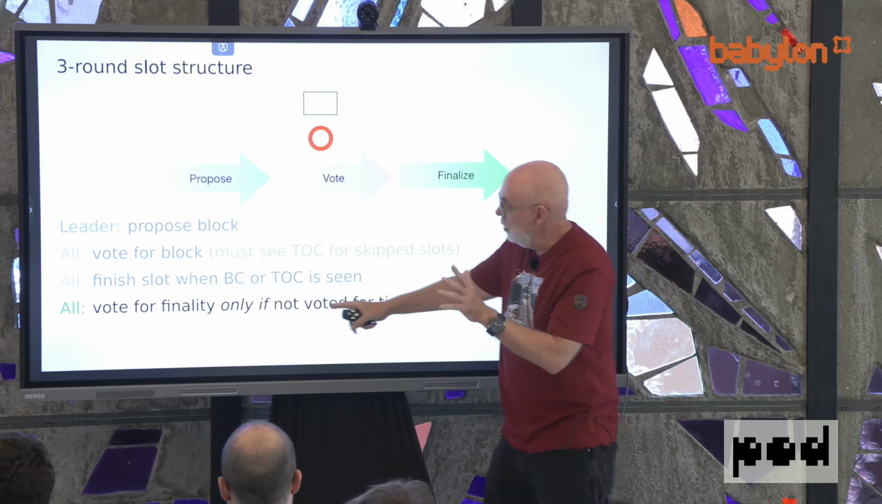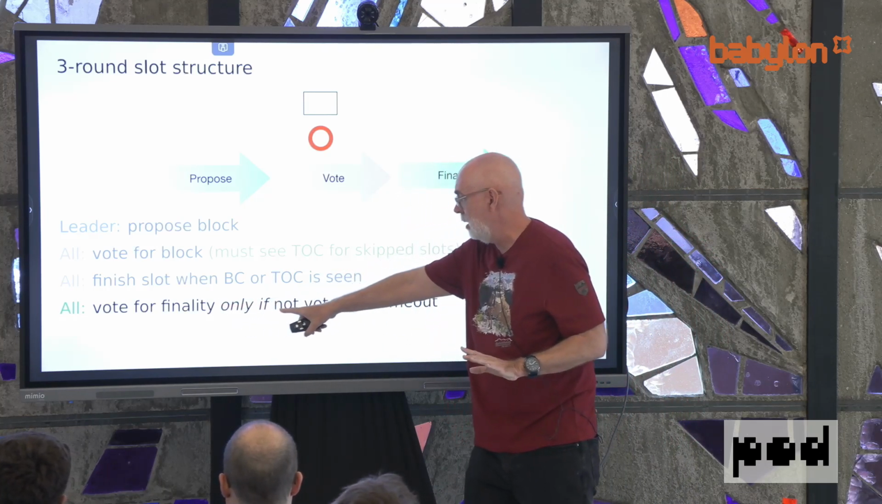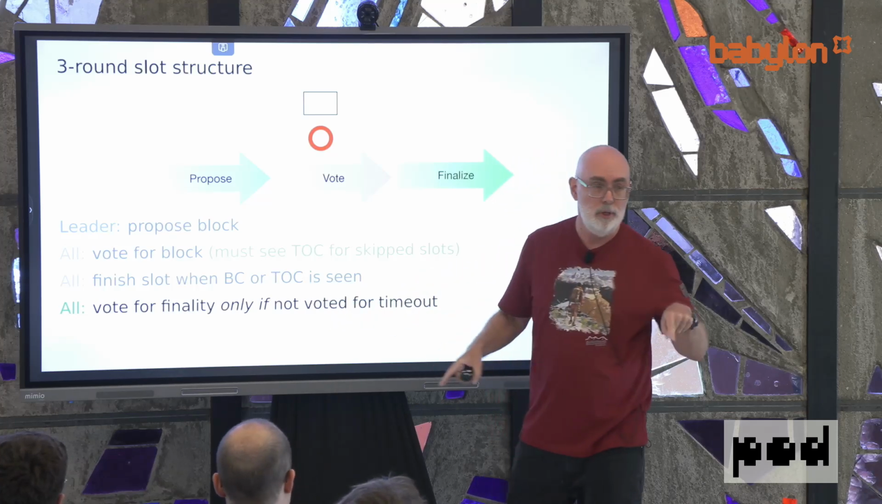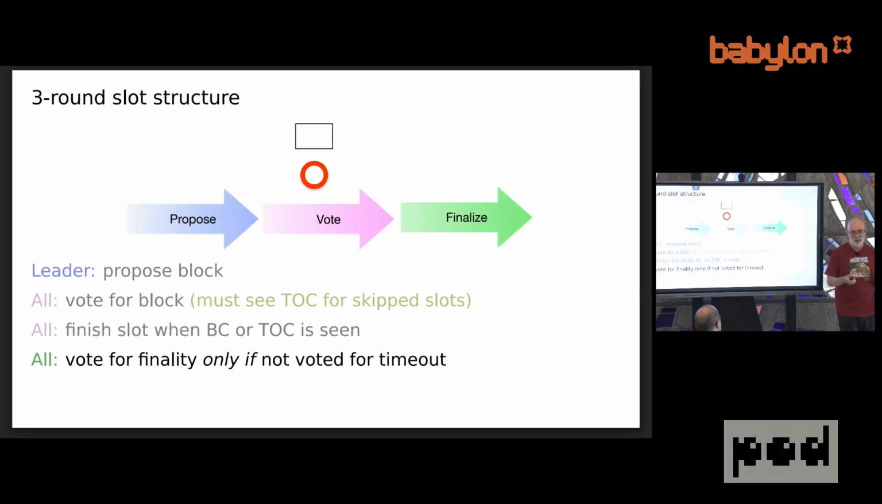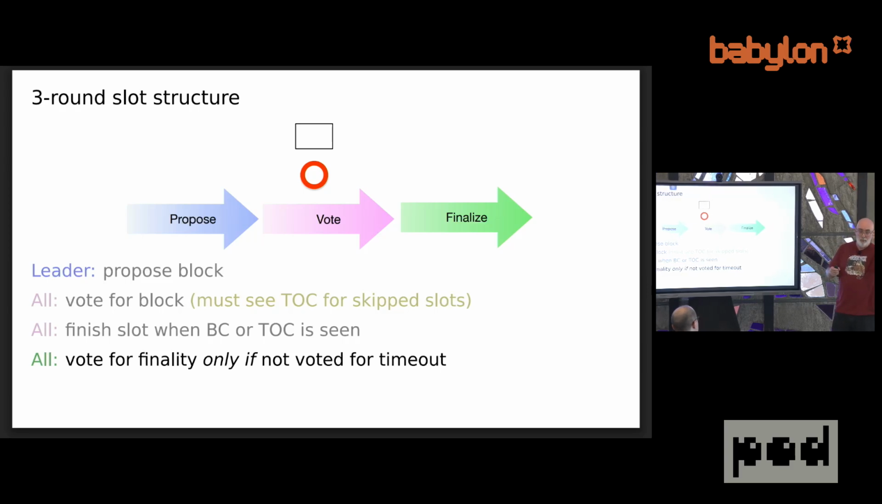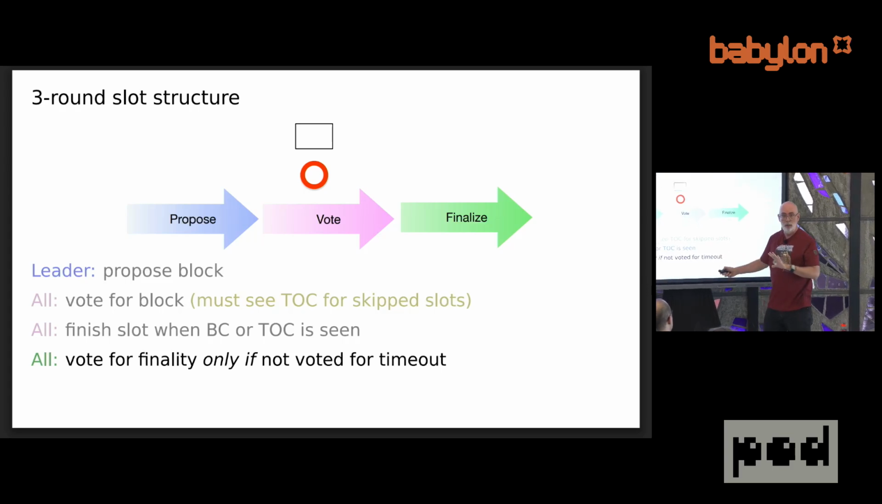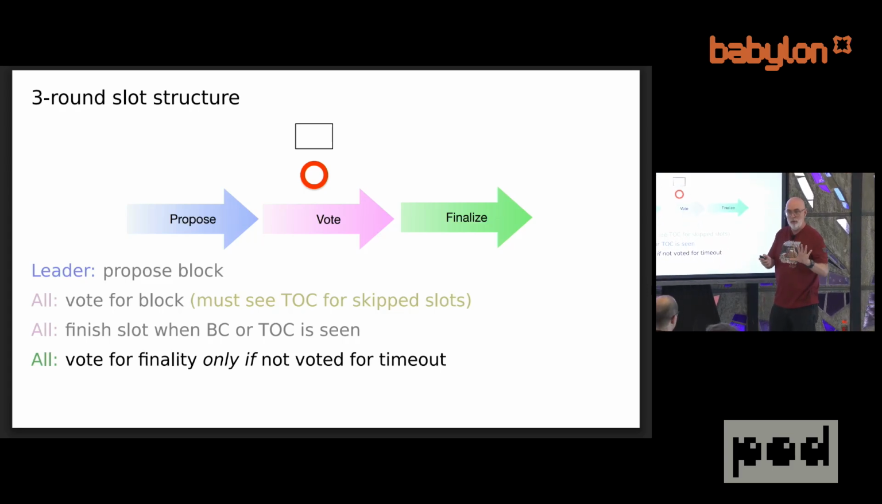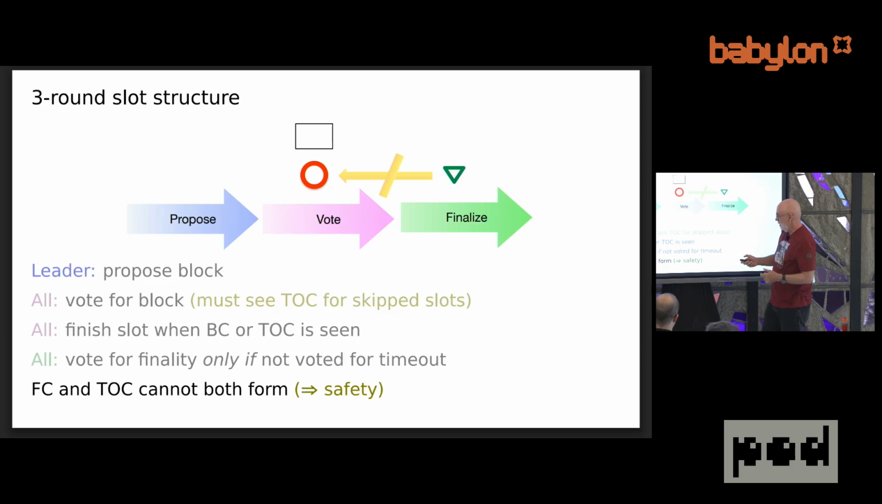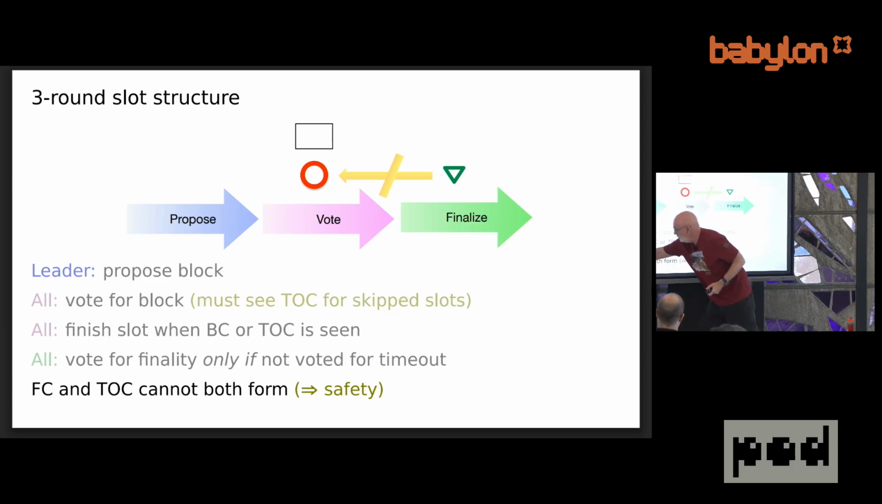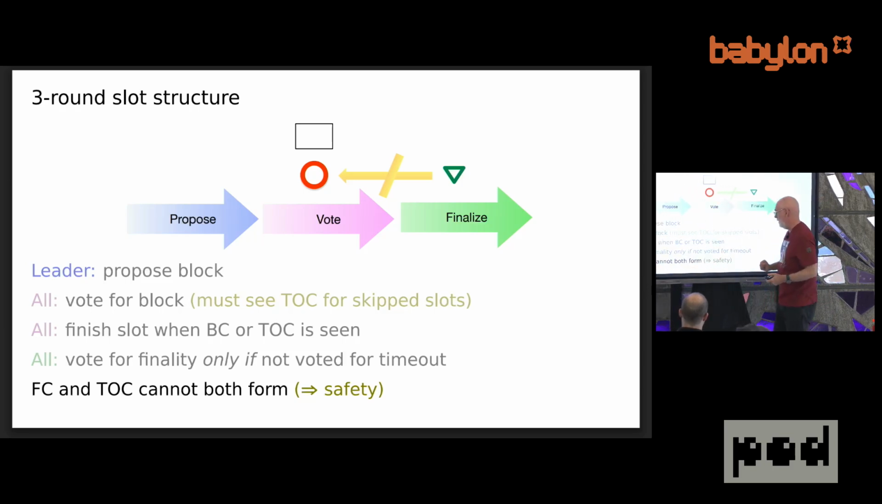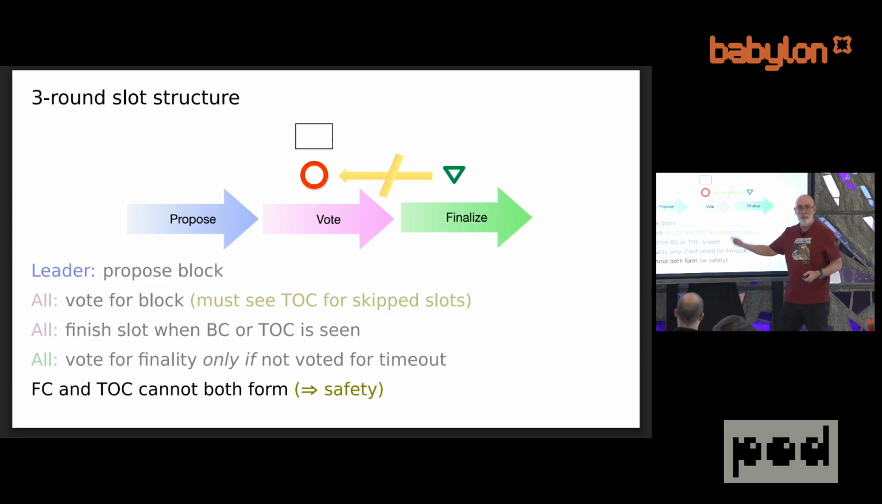And the rule is you only vote for finality on a block if you didn't vote for a timeout. And that automatically gives you a nice quorum intersection property, because you'll never vote for a timeout and a finalization. No party will vote for both. And because of that, you can't get both a finalization certificate and a timeout certificate in the same slot.